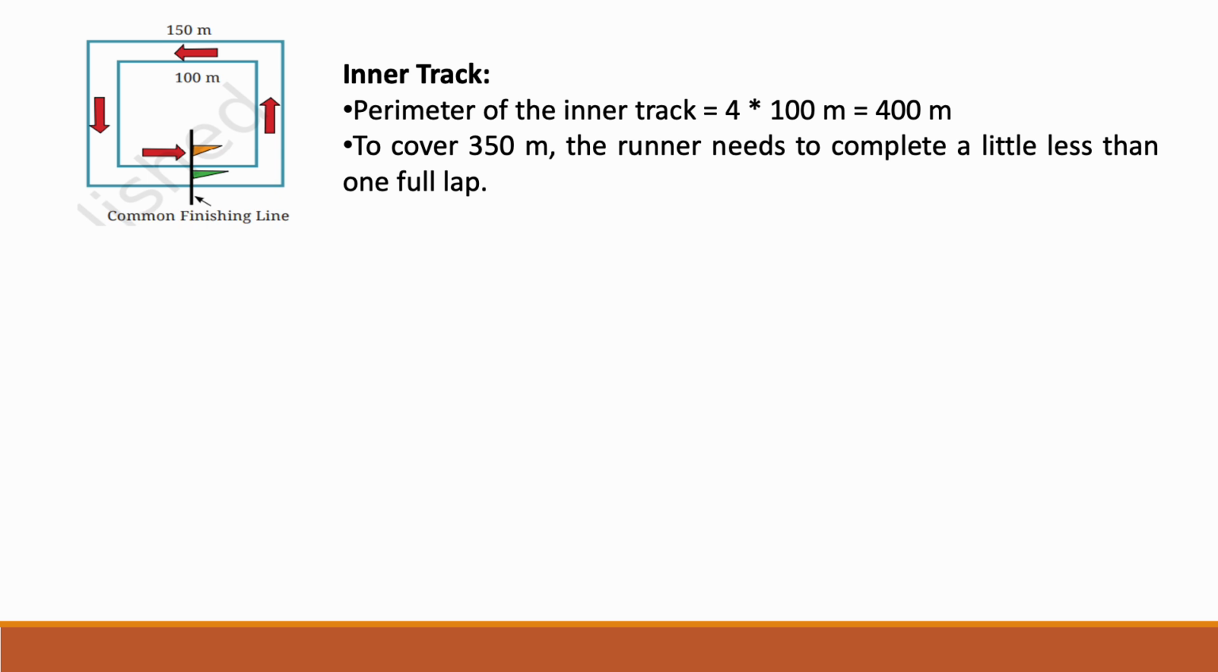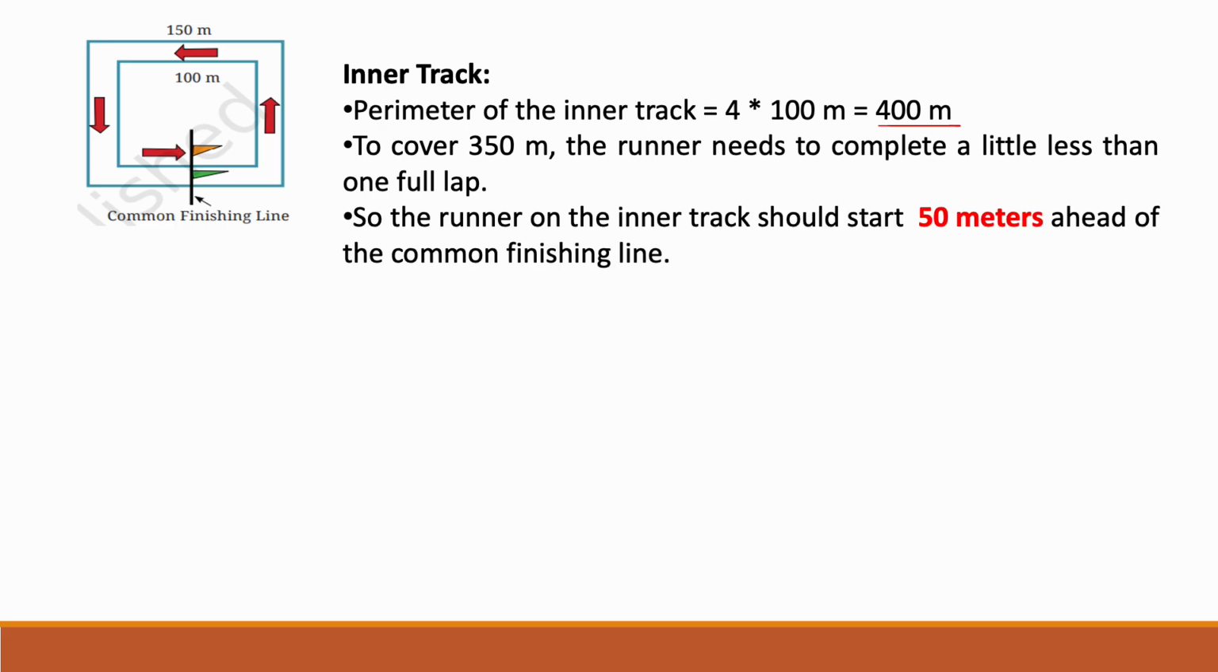To cover 350 meter, see, this is a 350 meter race, the runner needs to complete a little less than one full lap. One full lap is 400 meter, and he has to complete only 350 meter. So the runner on the inner track should start 50 meters ahead of the common finishing line, because 400 minus 350 is 50.